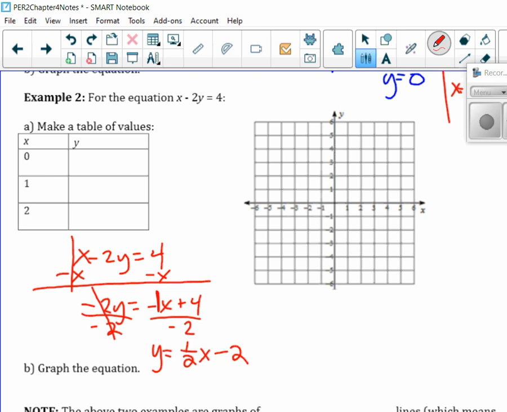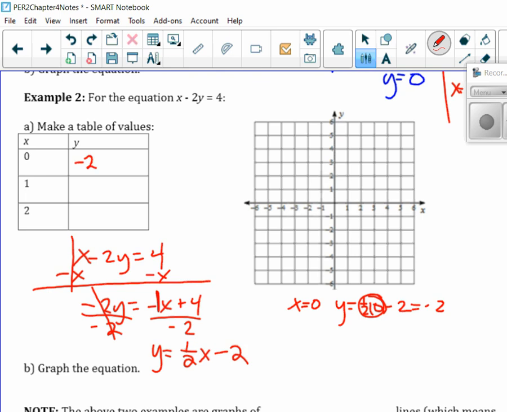So this might be the case where this may not be the better way to do it, and you'll see in a second. If x is 0, we get y equals 1/2 times 0, subtract 2. That wipes that away, and I get minus 2. So no big deal. That seems fine.